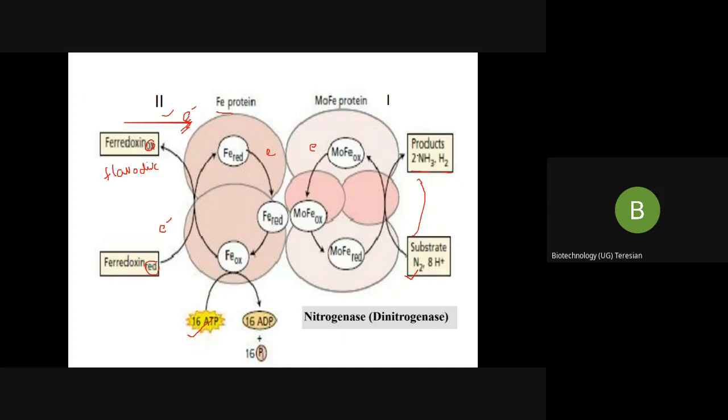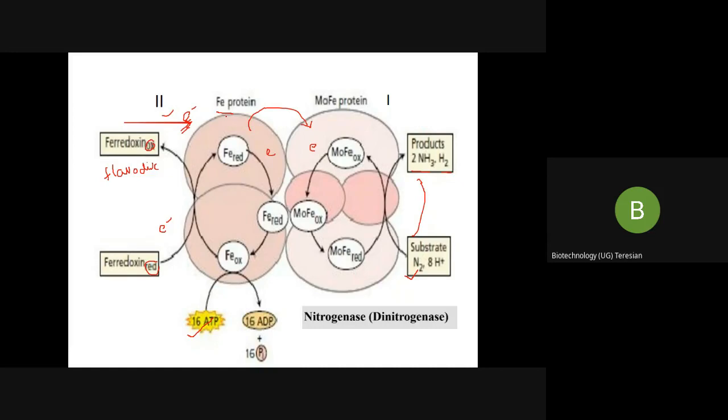Thus, what is the role of component 2? It is to supply electrons one at a time to component 1. From here, I am going to supply the electrons to component 1. This is the role of your iron sulfur protein, to supply the electrons.